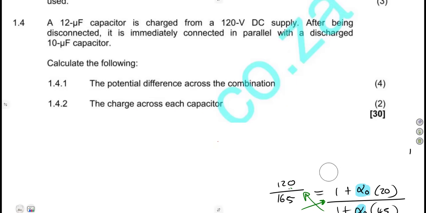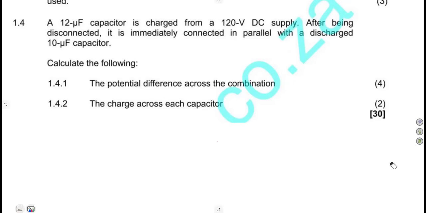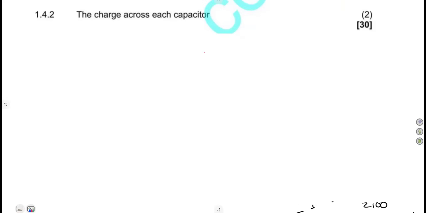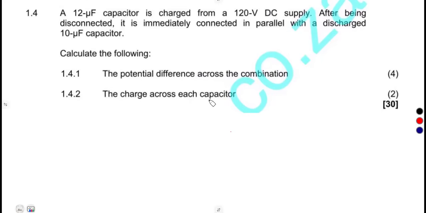All right, 1.4. We have also dealt with this condition. If you go through the playlist on capacitors, under the principles of electricity, you see we have this 1.4 where a capacitor of 12 microfarad is charged from a 120 volt DC supply. So our capacitance is 12 microfarad and the voltage at that condition is 120 volts.